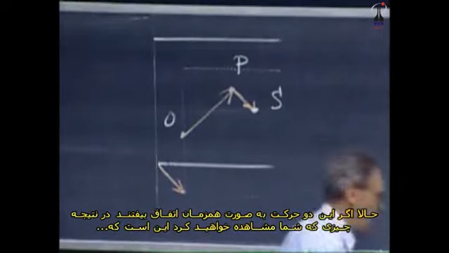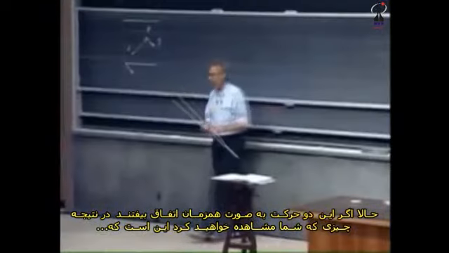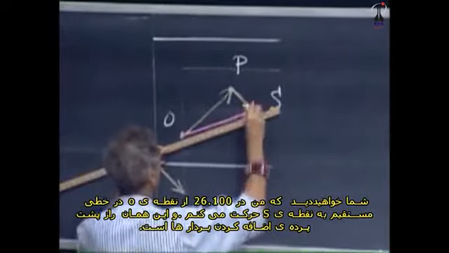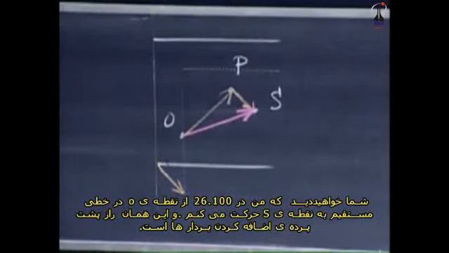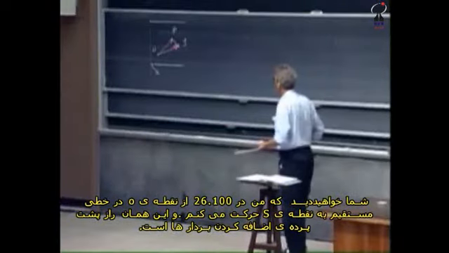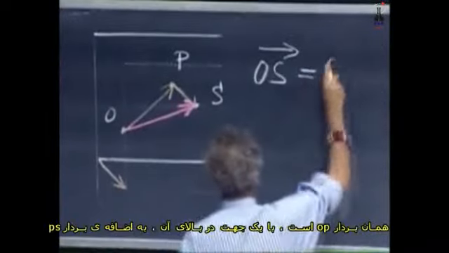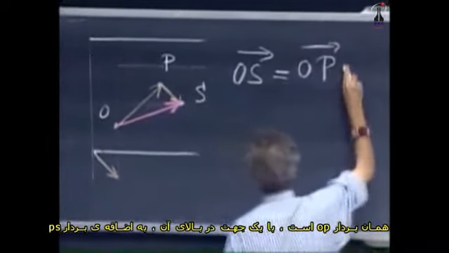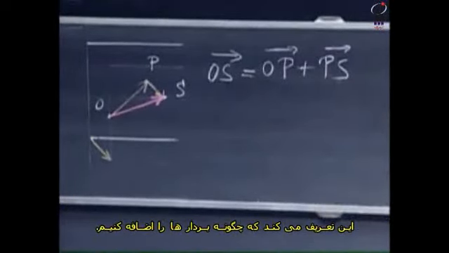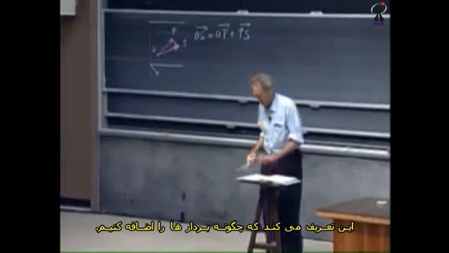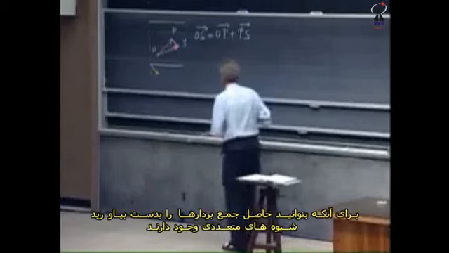Now, if these two motions take place simultaneously, then what you will see from where you're sitting, you will see me move in 26.100 from O in a straight line to S. And this holds the secret behind the adding of vectors. We say here that the vector OS is the vector OP plus PS. This defines how we add vectors. There are various ways that you can add vectors.